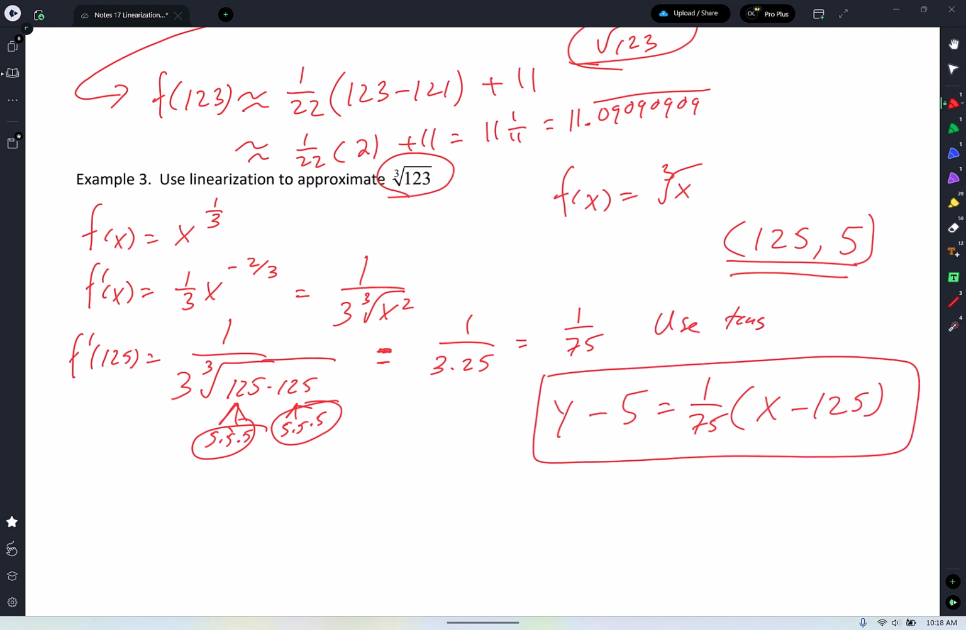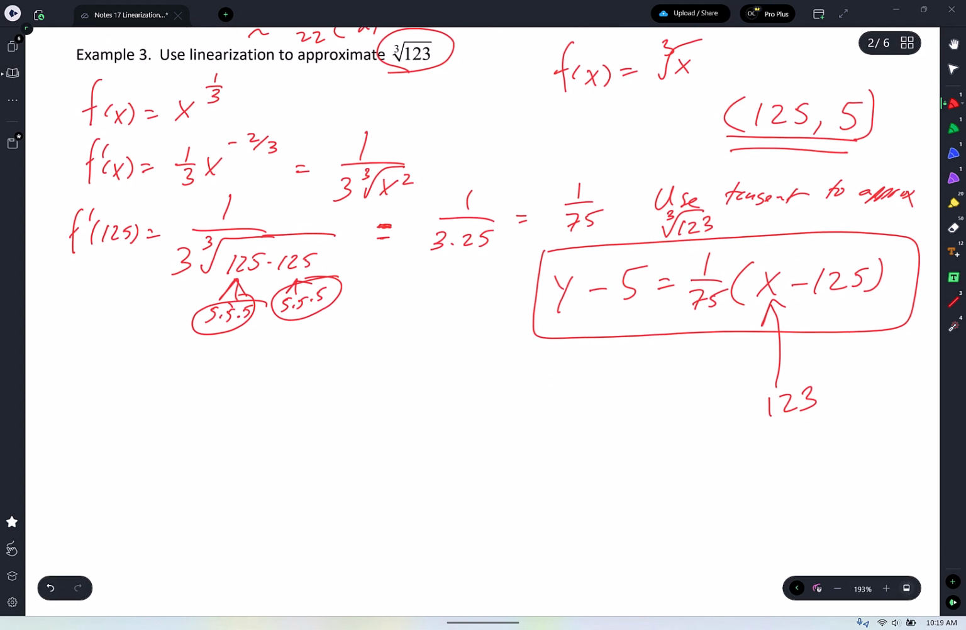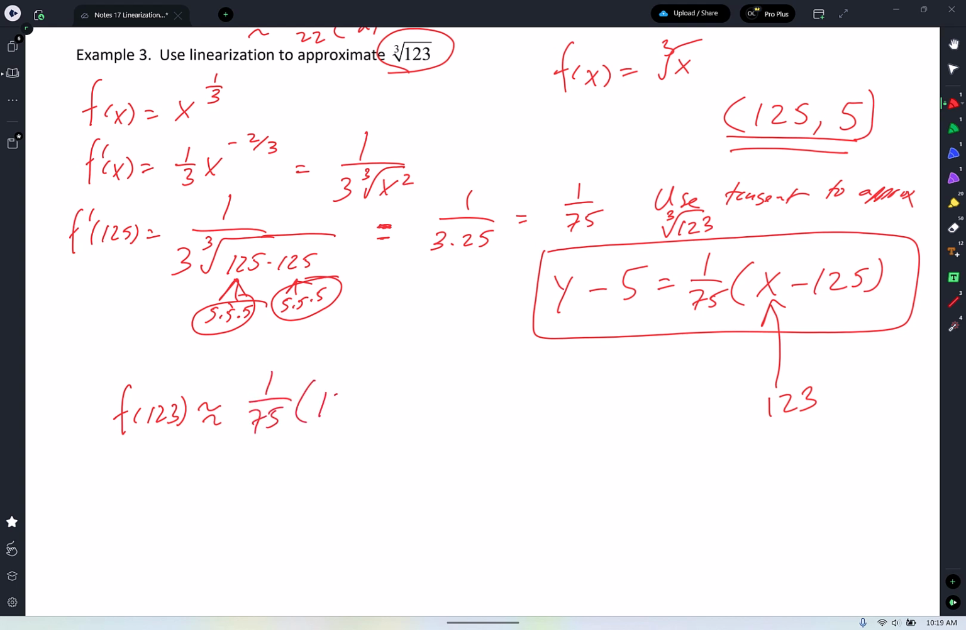Use tangent to approximate the cube root of 123. So what am I going to plug in for that x? Yeah, 123. So here it is. f of x, or f of 123, is approximately 1 over 75, parenthesis, 123 minus 125, close it, plus 5.